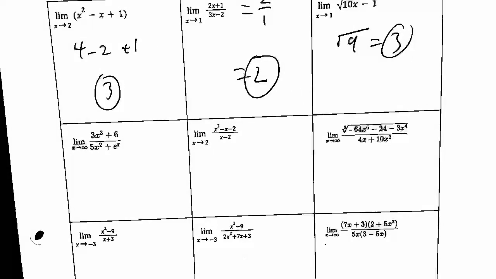For the second one, would it be 3 on the top? It would be 3. That was my bad.